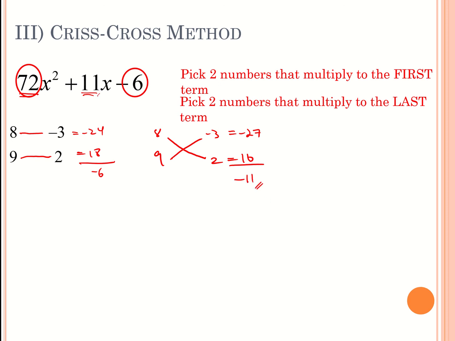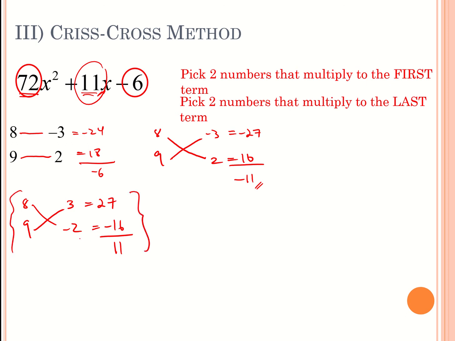So you look at it now, it's pretty close. This is negative, but that's positive. So I don't want this set, so I'm going to switch numbers. I go 8 and 9, and then instead of negative 3, I go positive 3, and instead of positive 2, I put negative 2, and I do the same thing. 9 times 3 is 27, 8 times negative 2 is negative 16, and if you combine them, it gives you 11. So this is the same as the middle term. So what that means is I want this set.